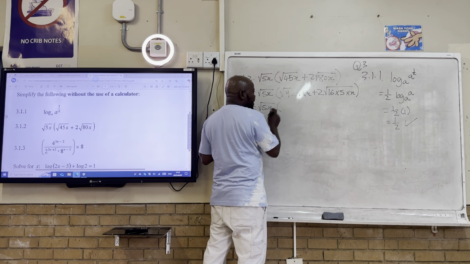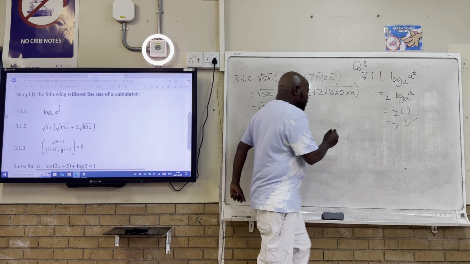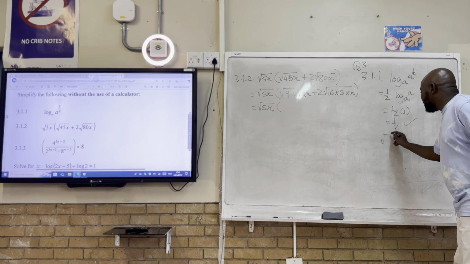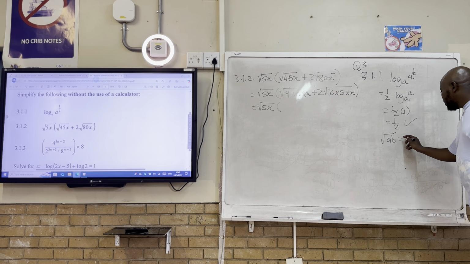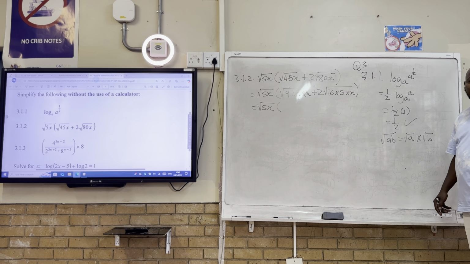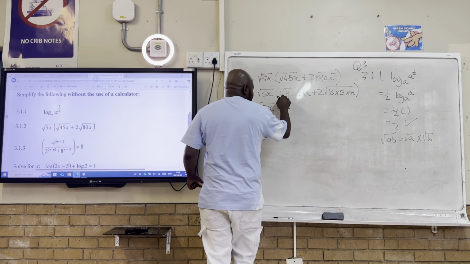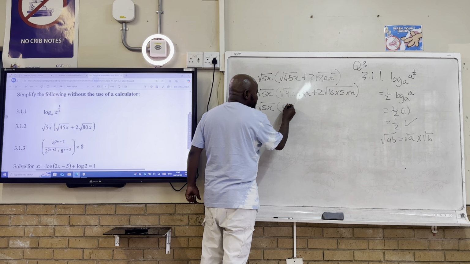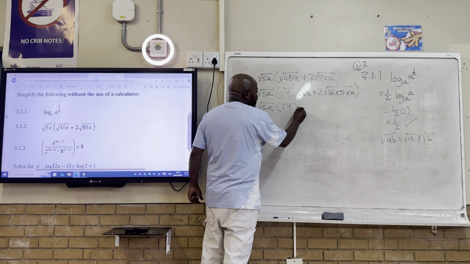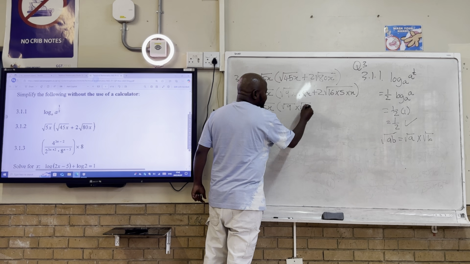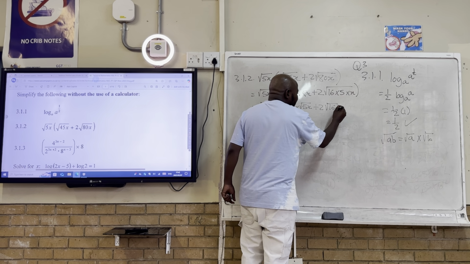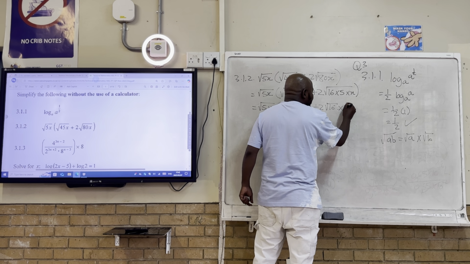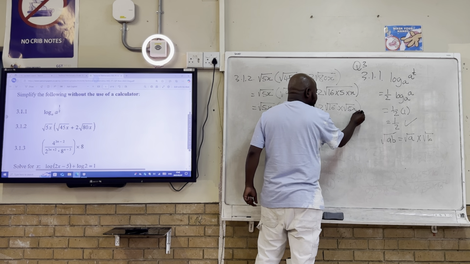Remember with our surds now, when we have the square root of a multiplied by b, this can be written as root of a multiplied by root of b. So we do that now. We are given root of 9 multiplied by root of 5x, plus 2 root of 16 multiplied by root of 5x.